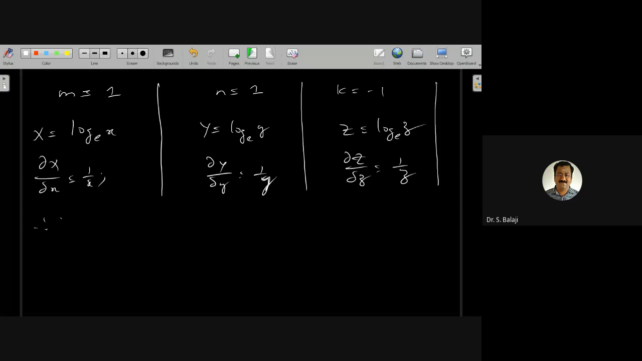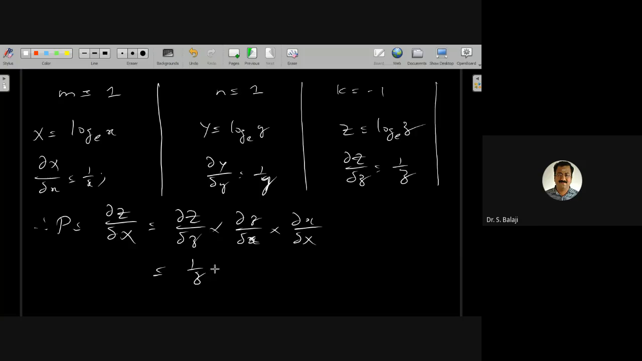Therefore, capital P is everything changed here: ∂Z/∂X is possible. ∂z/∂x times ∂x/∂X is possible. ∂Z/∂z is 1 by z. This is the reciprocal of this one, x. So x p z power minus 1 is capital P.